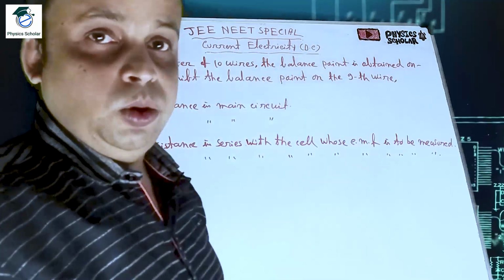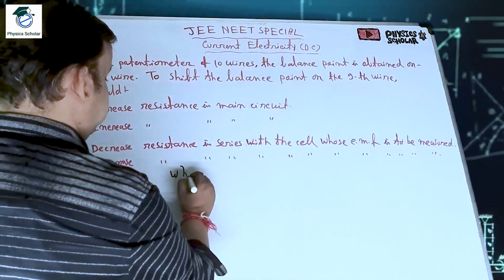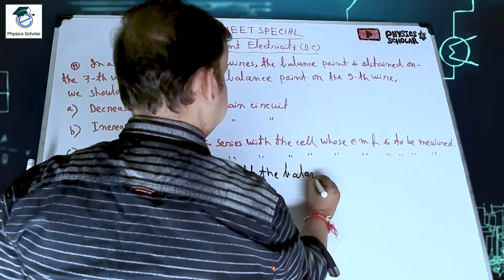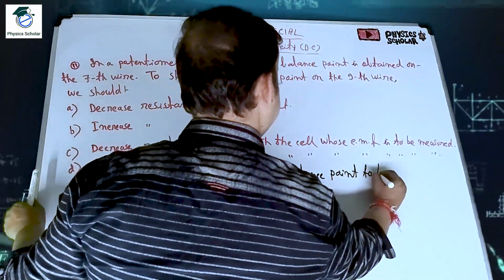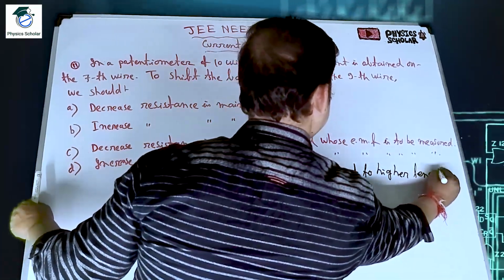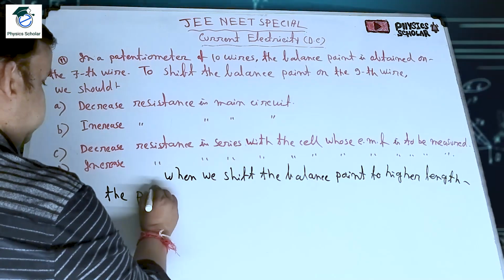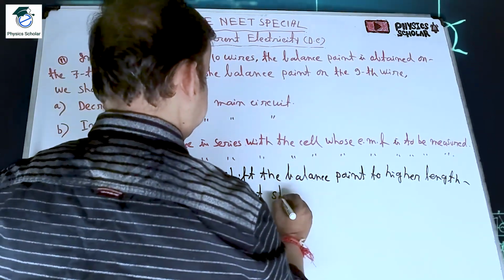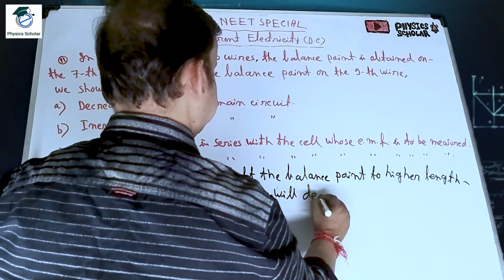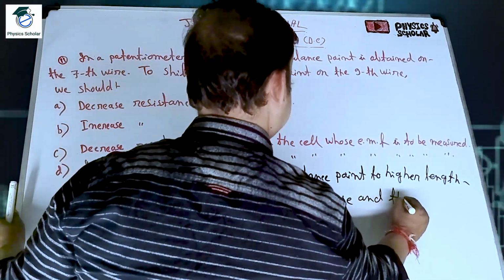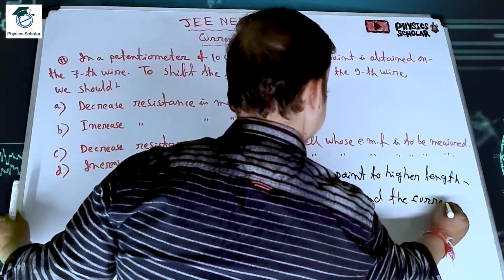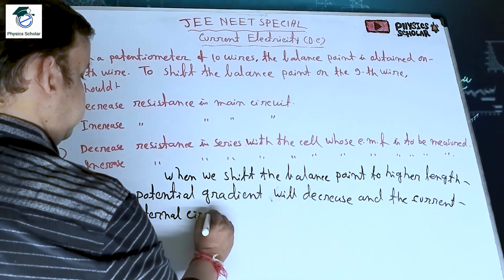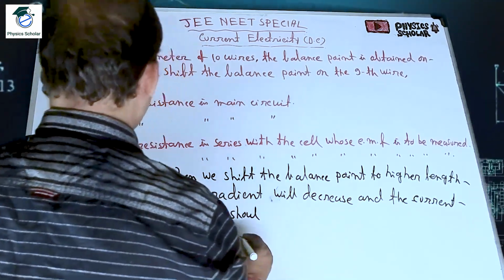Remember, when we shift the balance point to a higher length, then the potential gradient will decrease, and the current in the external circuit should decrease.